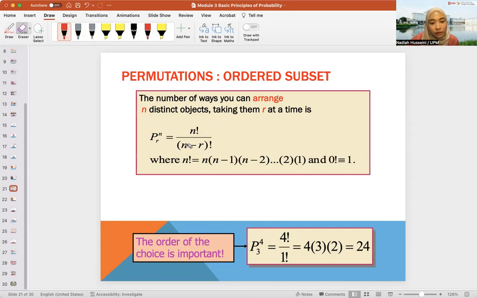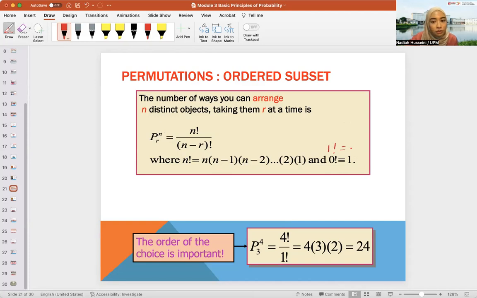Okay, n factorial, and then n minus r factorial. So this n is from the n distinct individuals. The r is the size of your subset. And then you expand your equation, where n factorial is n times n minus 1, n minus 2, etc. And if somehow you have the value of 0 factorial, this is just equal to 1. So don't panic when you see 0 factorial, it's just equal to 1.